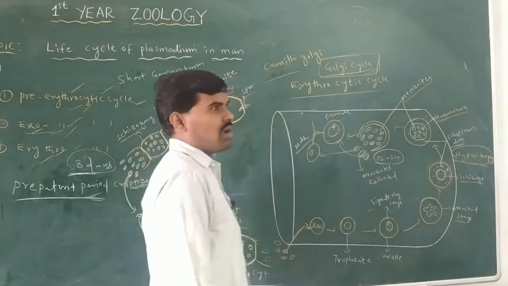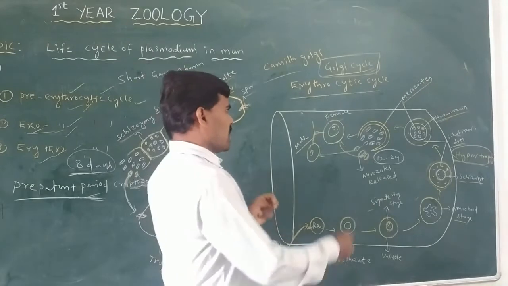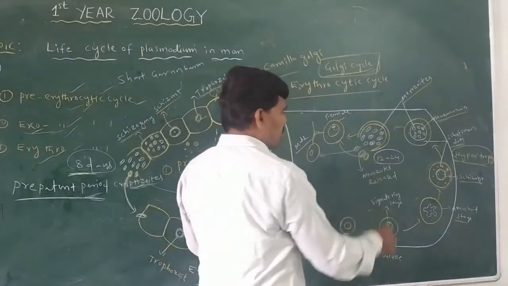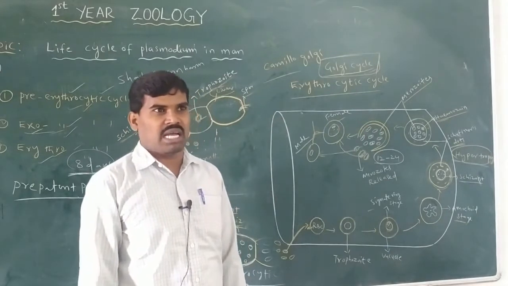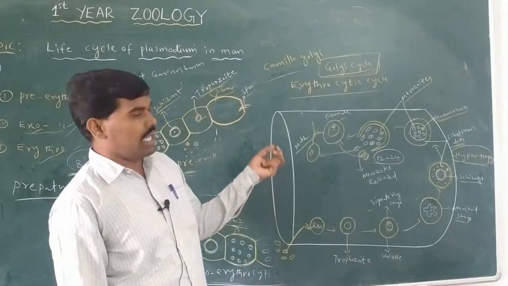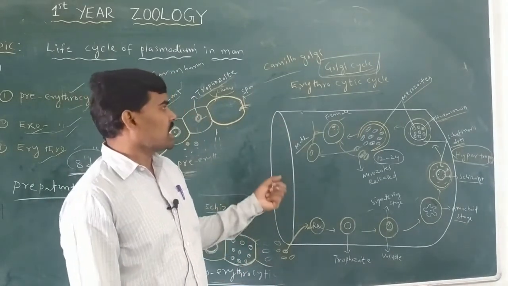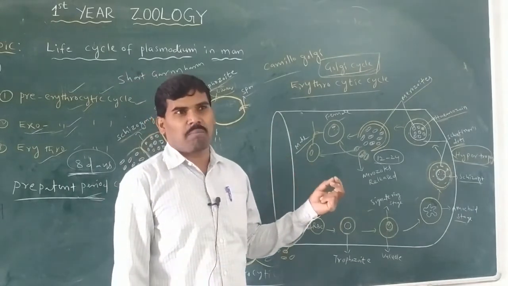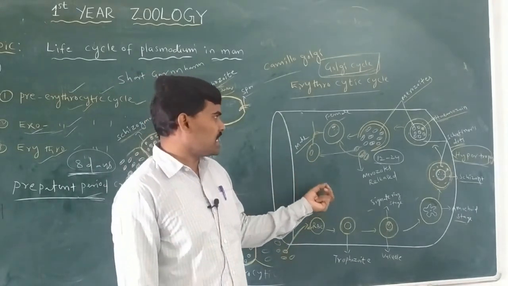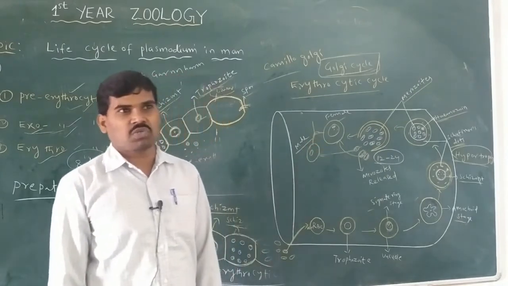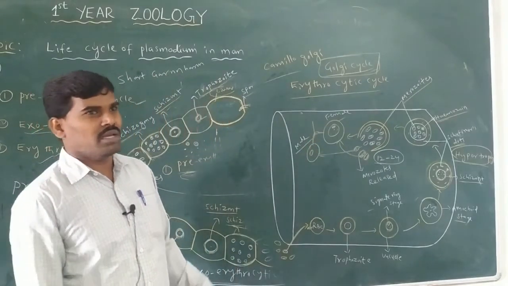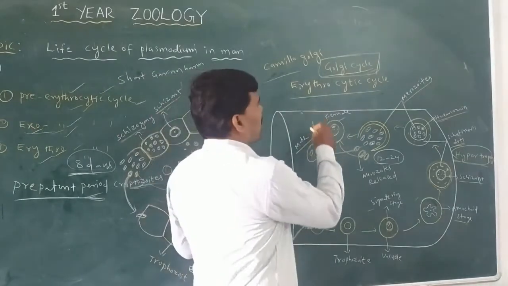Male and female gametes cannot develop in human blood, because the human blood pH and temperature are not suitable, so further growth and development cannot occur in human blood. So the male and female gametes reach the next host, the Anopheles.